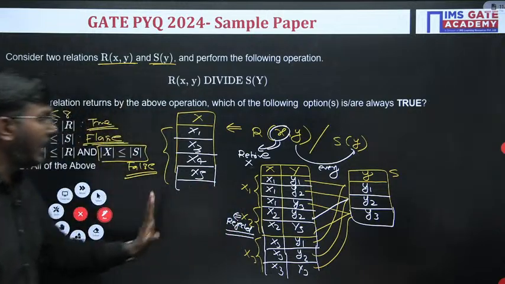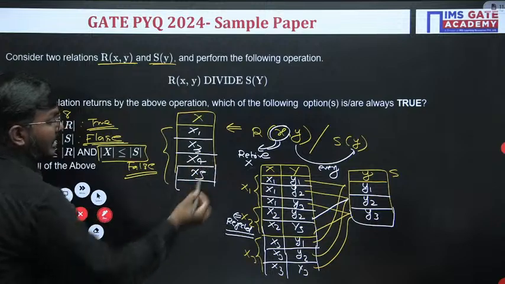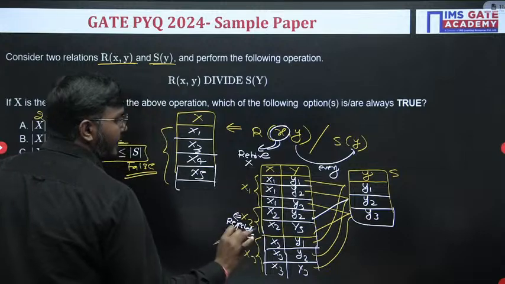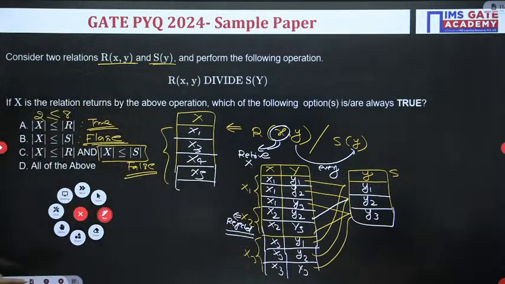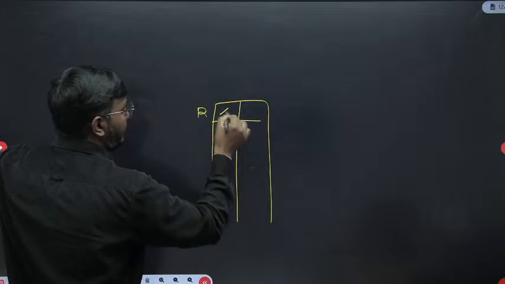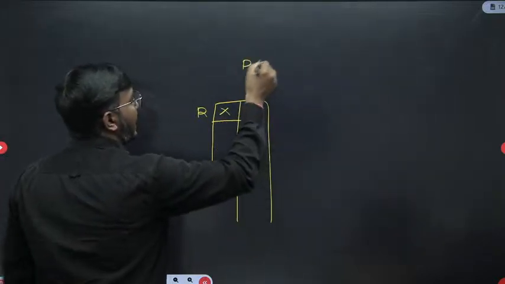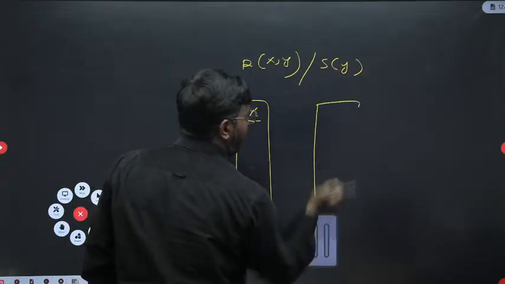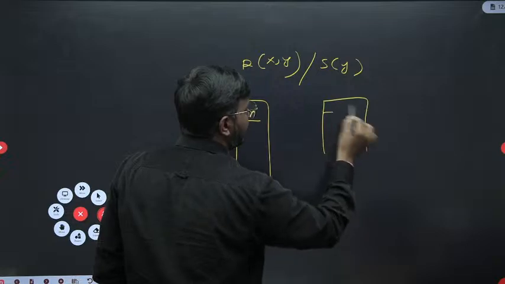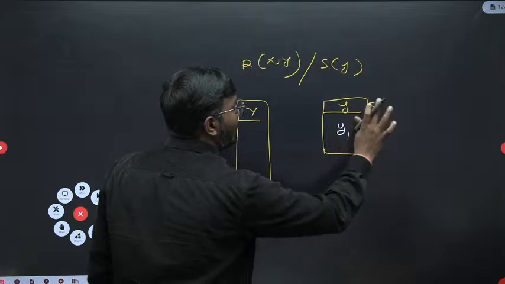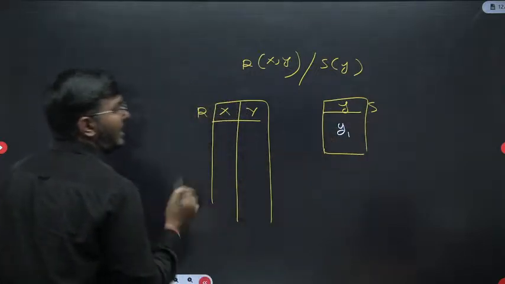So one thing we got here: the cardinality of x will always be less than or equal to the cardinality of r. When will it be equal? Let's assume this r has x and y. We are having r(x, y) divided by s(y), and from s I have y. Let's assume in s I have only one y value, our y1.